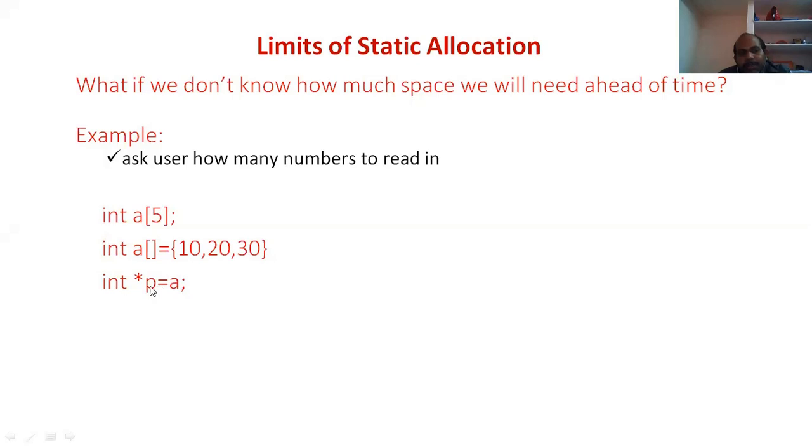So p is a pointer variable, right? This pointer variable can be used to access the elements of the array. You can iterate through each and every element of the array. But the problem is the array size is fixed. You cannot change it. Every time you have to go to the program and change it before the compilation process.